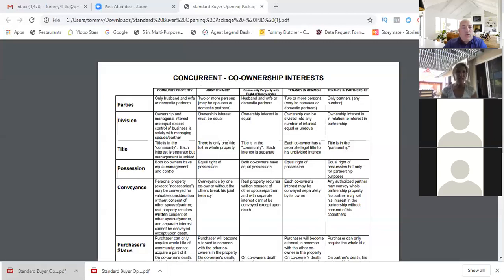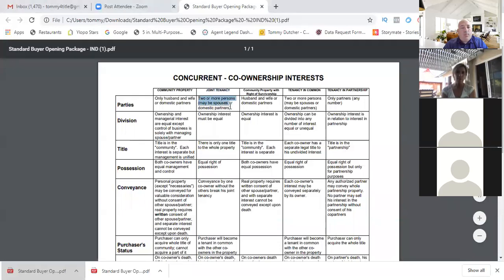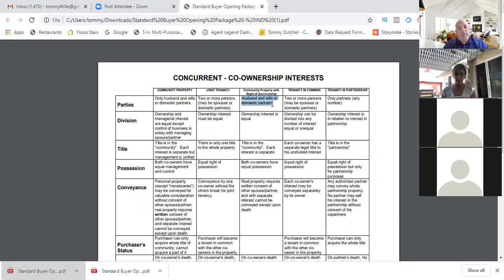But why would a husband and wife do community property versus joint tenancy? You can do both. You could, no, you can't. So let me bring it back up and explain it, right? So it's easier if I can show it to you here. So joint tenants, right, can only be held by two or more persons. It may be spouse or domestic partners. So yes, they could hold it this way. And then community property with rights to survivorship can only be held by husband and wife or domestic partners.